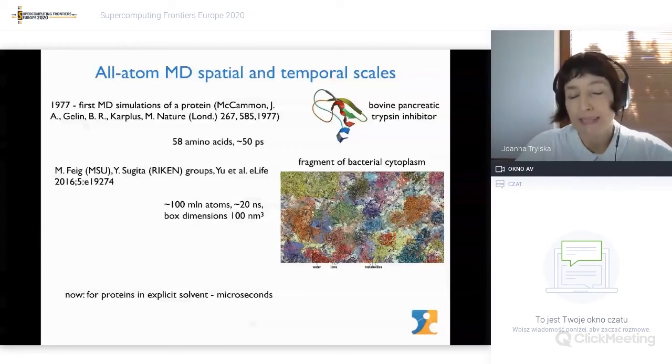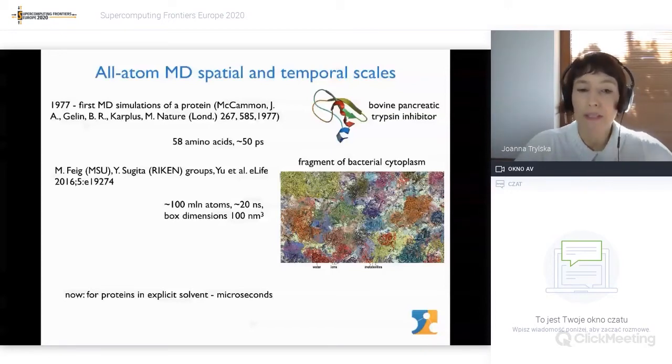How big a system can we simulate? A couple of years ago, two groups, Michael Feig and Yuji Sugita, performed a simulation of a bacterial cytoplasm, which was about 100 million atoms. Shorter timescale, only 20 nanoseconds, but the box dimensions were quite large. So indeed, we can go to large systems.